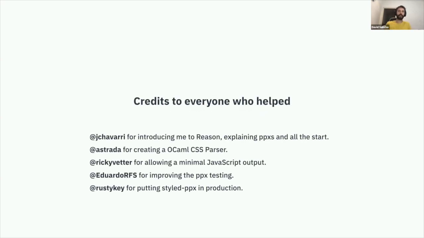But I didn't make that on my own. I mean, I might have typed the code on my own, but I got a lot of help from the community. One is Javi, the friend I mentioned before, who explained to me all the PPX Google, the OCaml parse tree, Migrate Parse Tree, all these beauties of the compiler, and not so beautiful parts of the compiler. Astrada created the OCaml CSS parser, which we abstracted in a repo, and I contributed. So I can say that I created my first CSS parser.